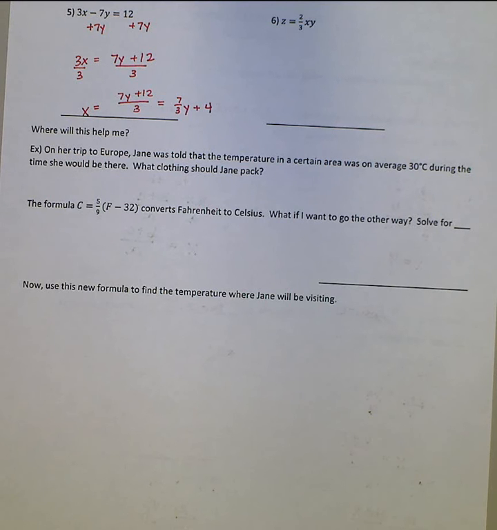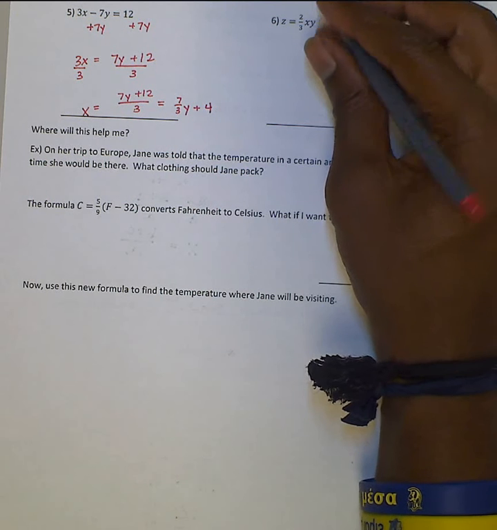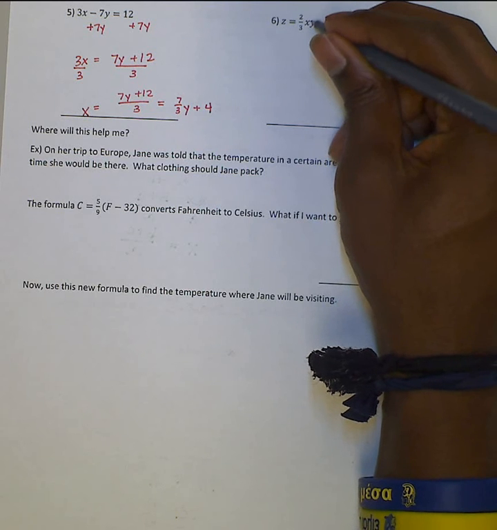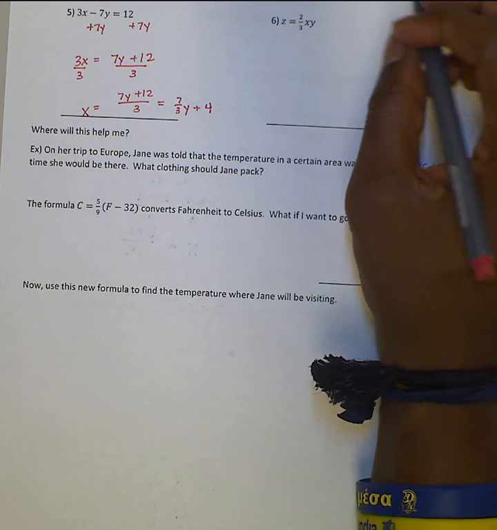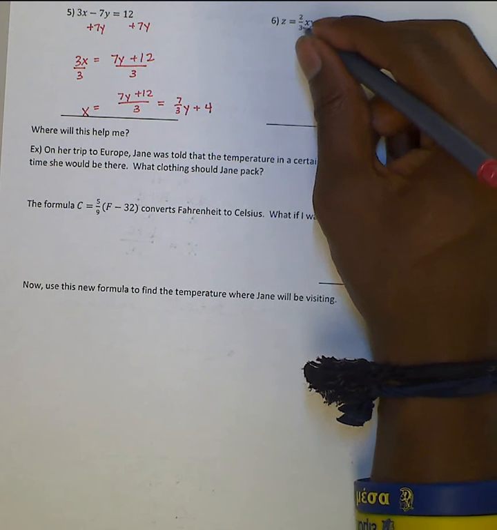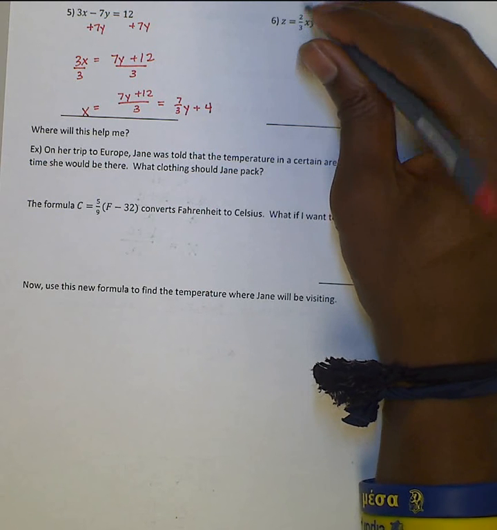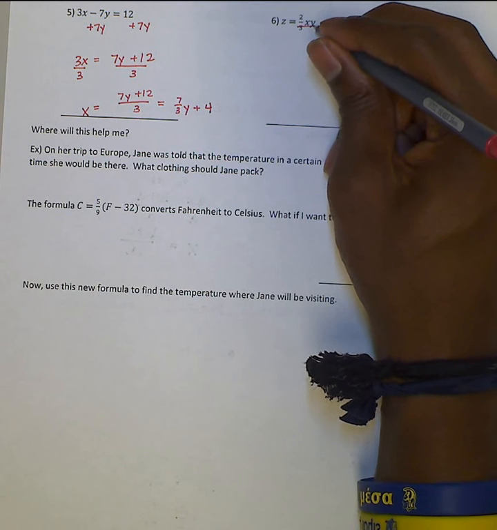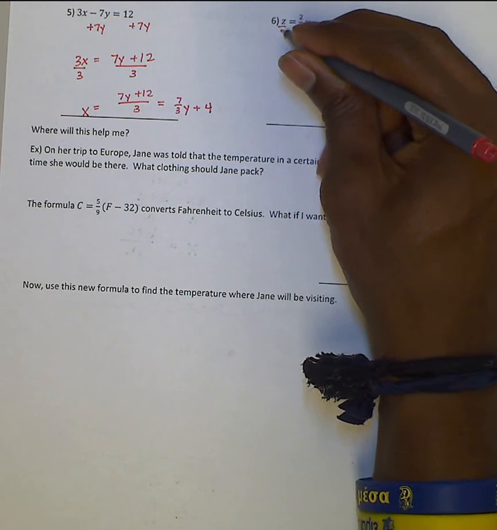Number 6. We have z equals 2/3 xy. Again, I'm trying to get x by itself. I will start by asking what's stopping it from being by itself, and in this case the 2/3 and the y are stopping x from being by itself. They're both multiplying, but this 2/3 is a fraction. I'm going to deal with it separately than y. So y is multiplying it.